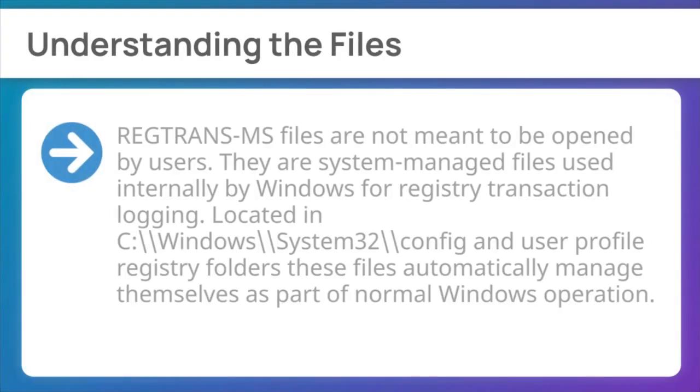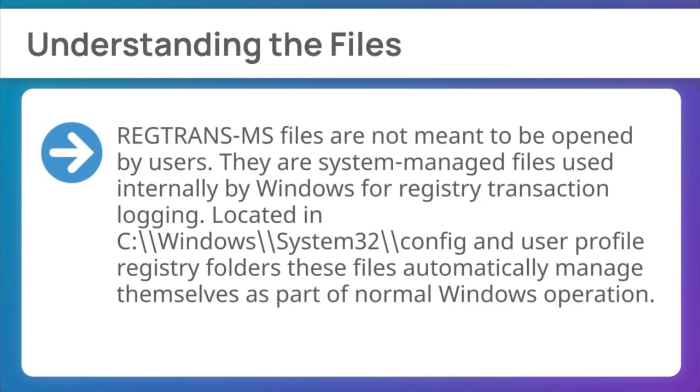First, understanding the files. REGTRANS-MS files are not meant to be opened by users. They are system-managed files used internally by Windows for registry transaction logging. Located in C:\Windows\System32\config, and user profile registry folders, these files automatically manage themselves as part of normal Windows operation.